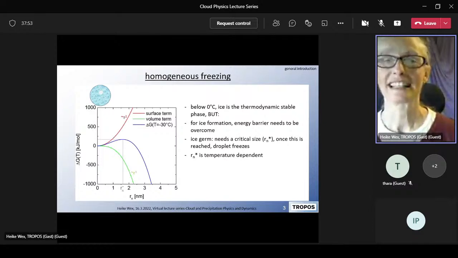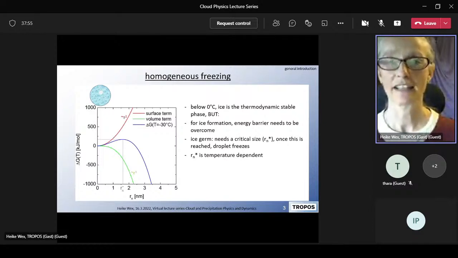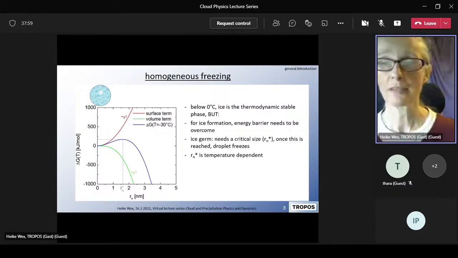Now about freezing. And first, homogeneous freezing. That is freezing without any particle. So we all know that below 0 degrees Celsius, ice is the thermodynamic stable phase. So water wants to be in that phase. But to form ice, an energy barrier needs to be overcome.